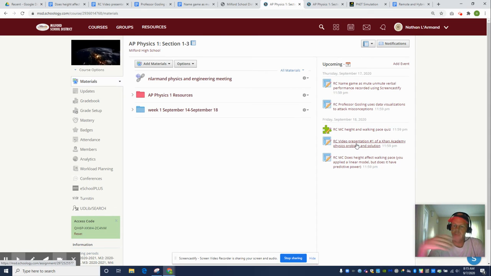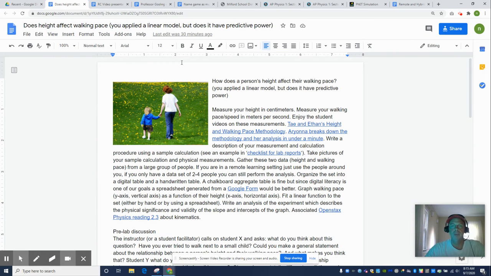You wrote me a traditional solution and then recorded that solution with your verbal explanation over top of it with Screencastify, the video capture software I'm using right now. And so here we are. Assignment number 4, does height affect walking pace? You applied a linear model, but does it have predictive powers?